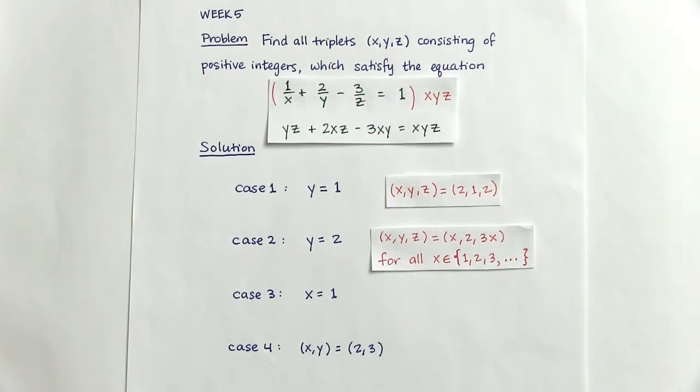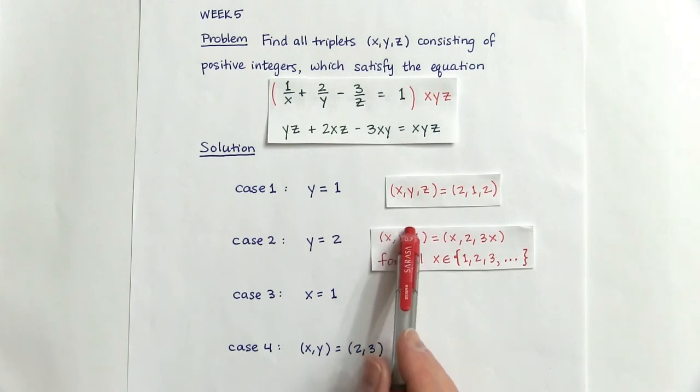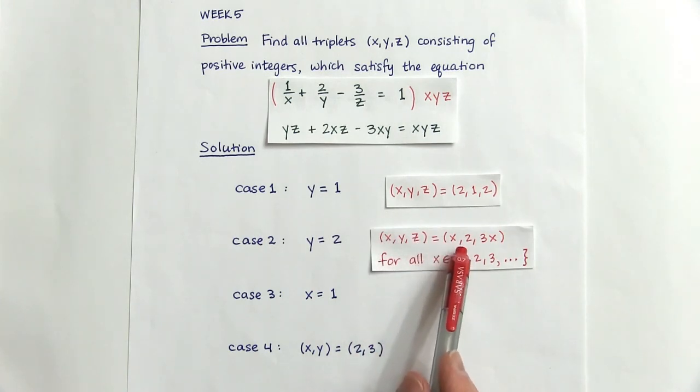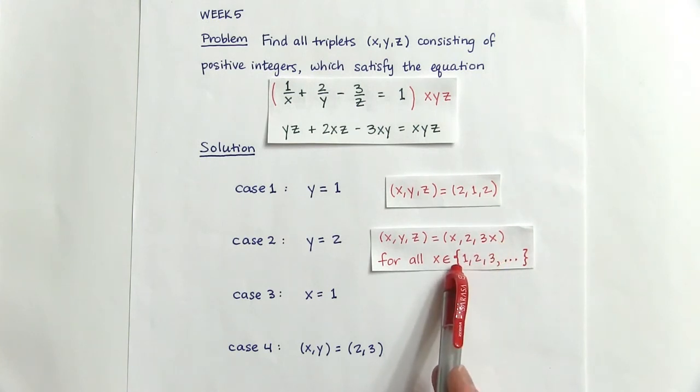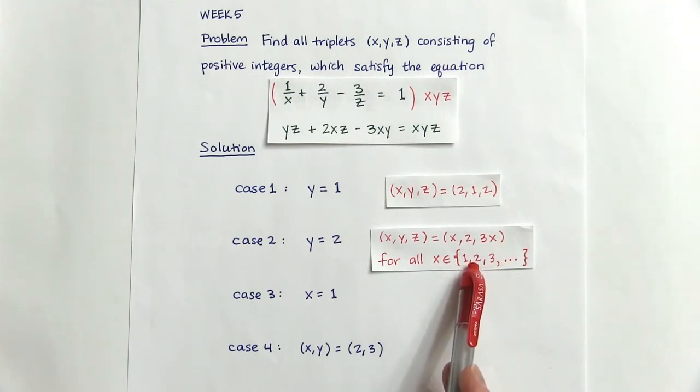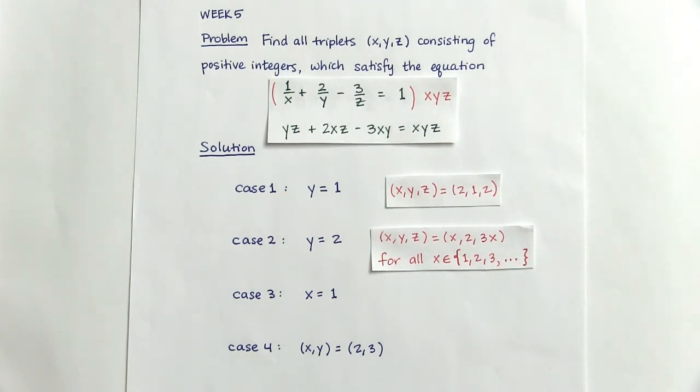So at this point, we have solved case 2. When y is 2, the answer is that the triple x, y, and z is x and 2 and z is 3x, where x ranges through the values of the positive integers 1, 2, 3, and so on. Therefore, these are the solutions we have so far, and that wasn't so bad. Let's try the next case where x is 1.